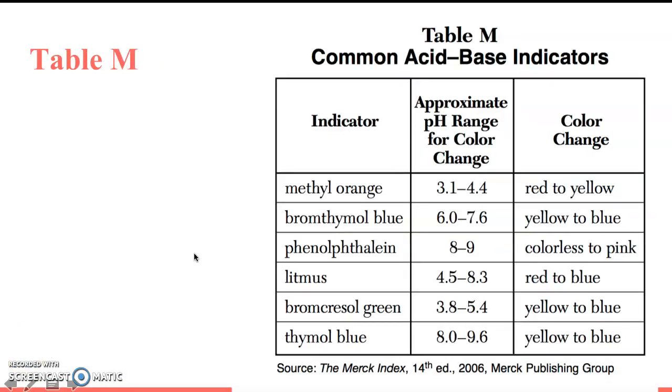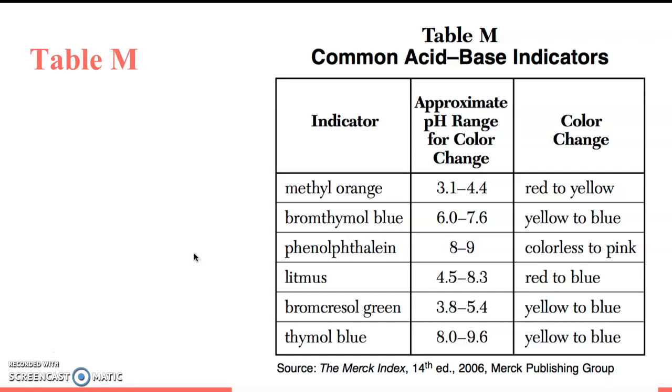If you don't already, please take out your reference table because you're going to need table M for the rest of the video. But this is table M, our common acid and base indicators. There's quite a few more acid-base indicators out there, but like the table says, this is the most common. We have methyl orange, bromthymol blue, phenolphthalein, litmus, bromcresol green, and thymol blue.